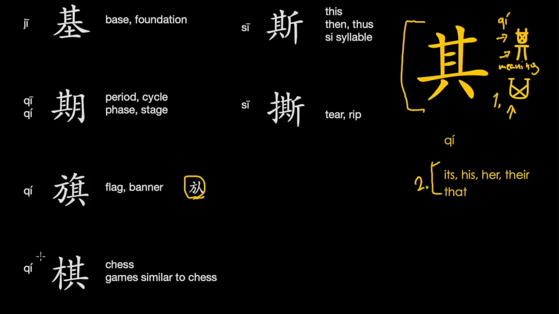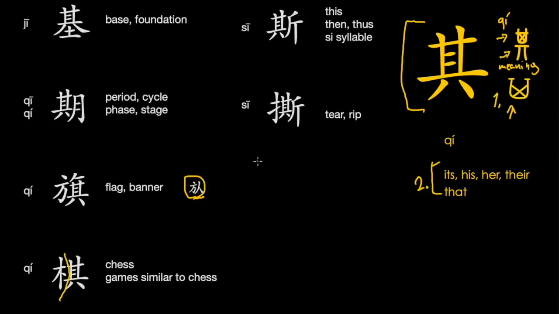Another character in the series is pronounced qi again, and it means chess or games similar to chess. You can say 下棋, which means to play chess. And this is a very simple, very regular character, separated like so. The left part of the character is pronounced mu, and it is the tree radical or wood radical. Usually chess in ancient China was made of wood and so on. Very clear, a very logical association.